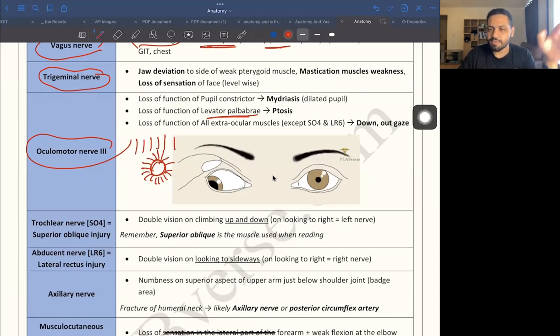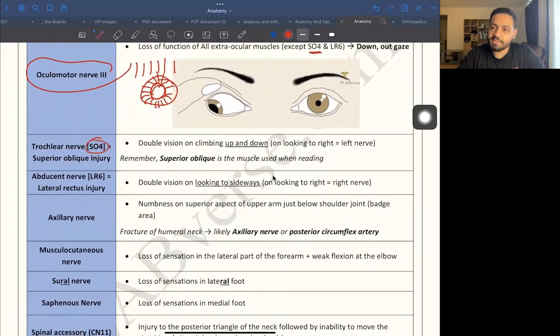We explained that last time. So all the extraocular muscles are supplied by the oculomotor nerve, apart from SO4, superior oblique, supplied by the fourth nerve, and LR6, lateral rectus, supplied by the sixth cranial nerve. So what happens if you have oculomotor nerve paralysis? The circular muscle will be paralyzed. You will have mydriasis, and there is loss of function of levator palpebrae superioris. You will have drooping of the upper eyelid. You can't open your upper eyelid. And the last one, loss of function of all extraocular muscles, apart from SO4 and LR6. So you have a gaze down and out due to the effect of the superior oblique muscle.